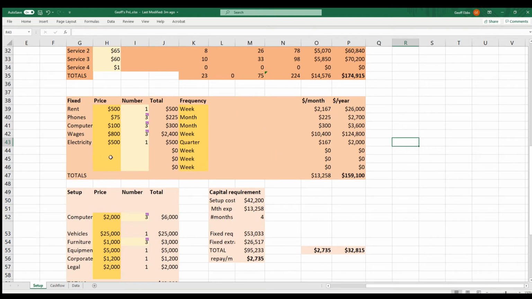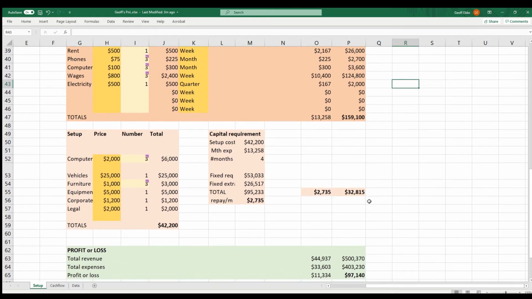So our fixed costs are there whether or not we are getting any money in the door. And our setup costs, we spend them once at the beginning when we start up our business. And so what we're saying is, if our setup costs are $42,000, and our monthly expenses are $13,000, then we need about $100,000 to get our business going.